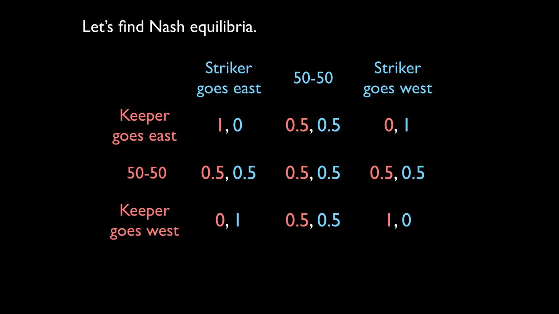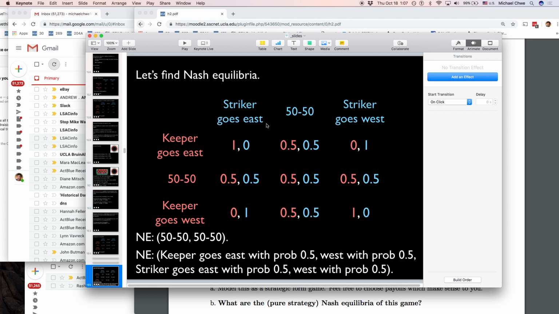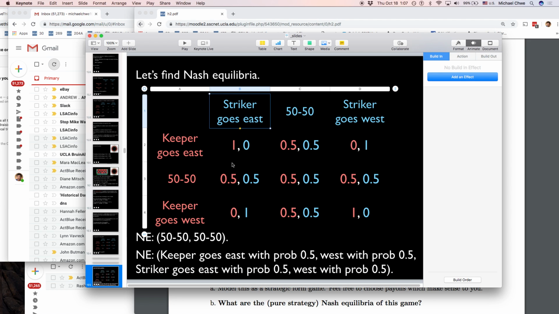Okay, so we have this. Let's find the Nash equilibrium of this game. Let's do our little stars and things. If the striker goes east, what's the best response for the keeper? East, right? 1 is the biggest number. Do you want to do the underlines or the stars? I like the stars. If the striker goes 50-50, what's the best response for the keeper? All of them, right?